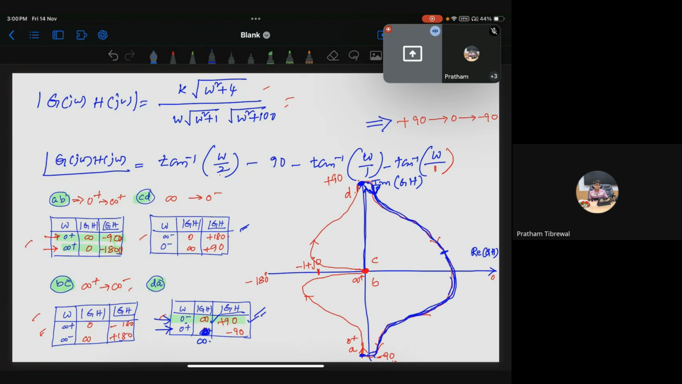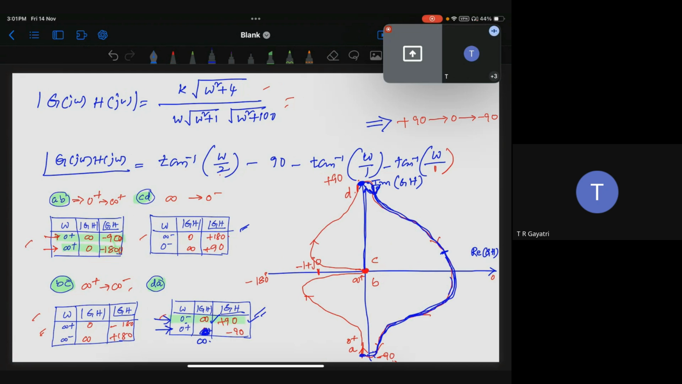Sir, suppose if we are going from -90 to 90, then it will be... Now that is a good question. How do you go from -90 to 90? -90, 0, 90, is it? Yes, exactly. So the arrow marks are reversed, same path.